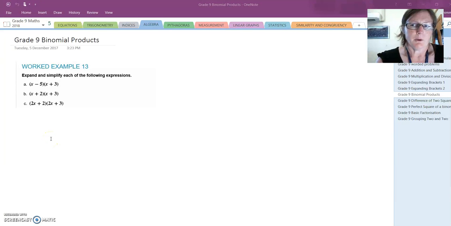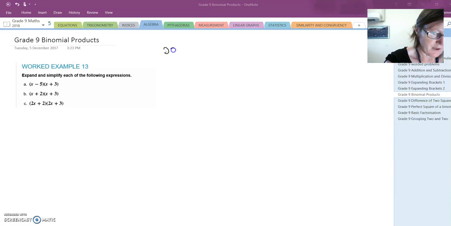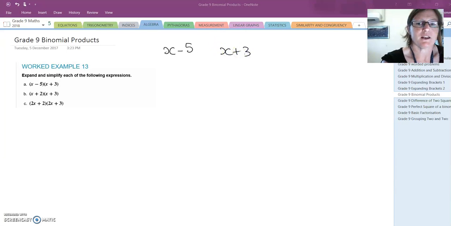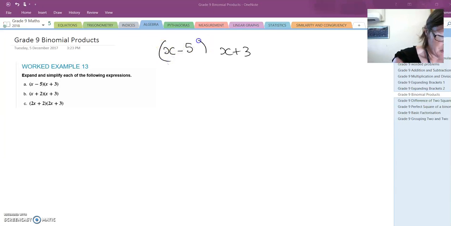Okay, we're going to look at binomial products. Remember, a binomial is an expression that contains two terms. So, for example, this is a binomial expression. This is also a binomial expression because they contain two terms. A binomial product is when two binomial expressions are multiplied by each other.